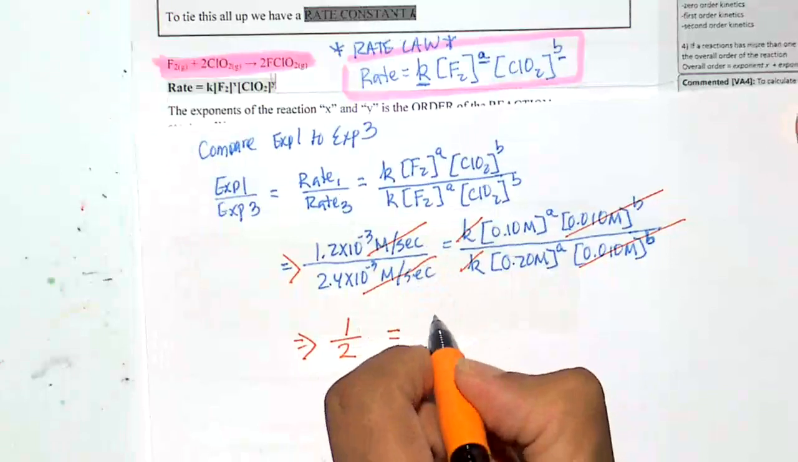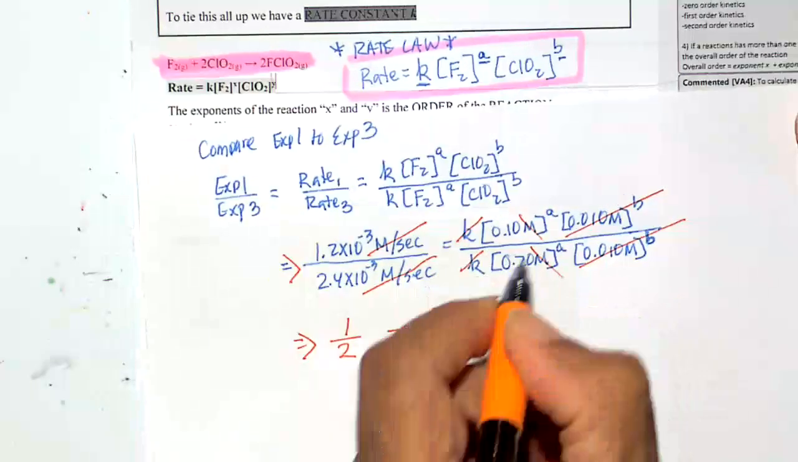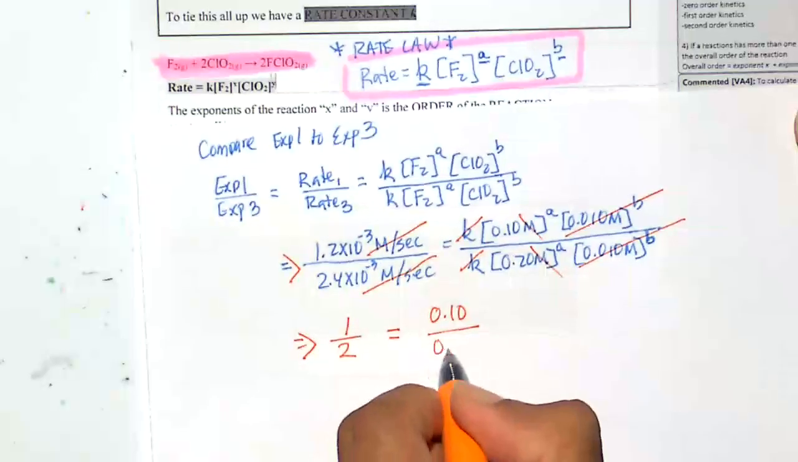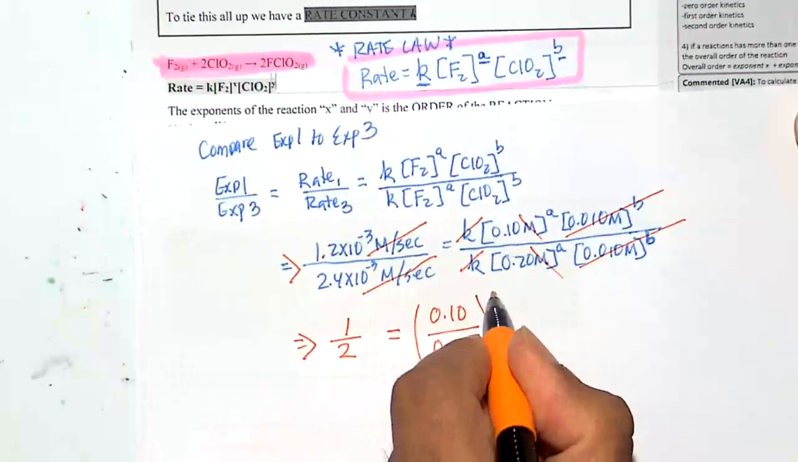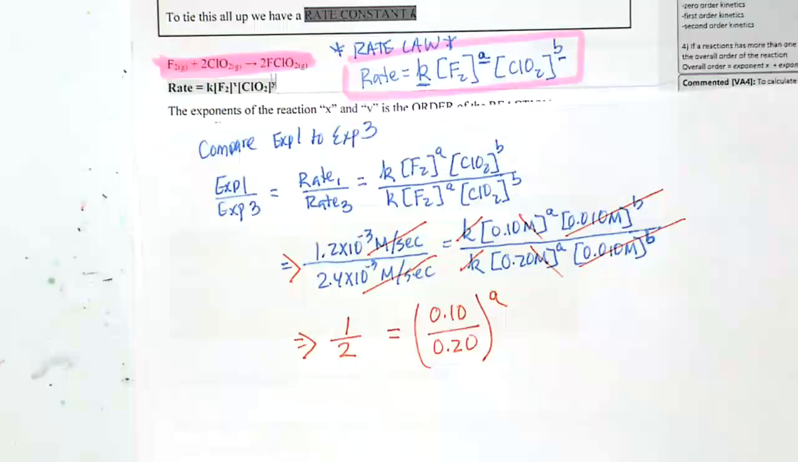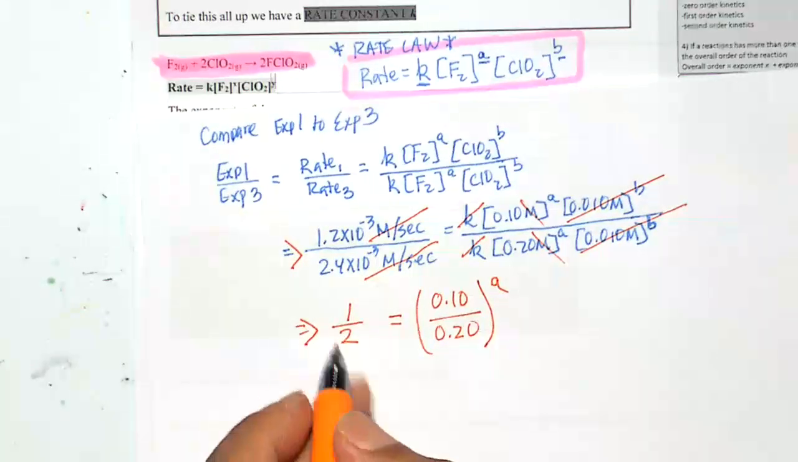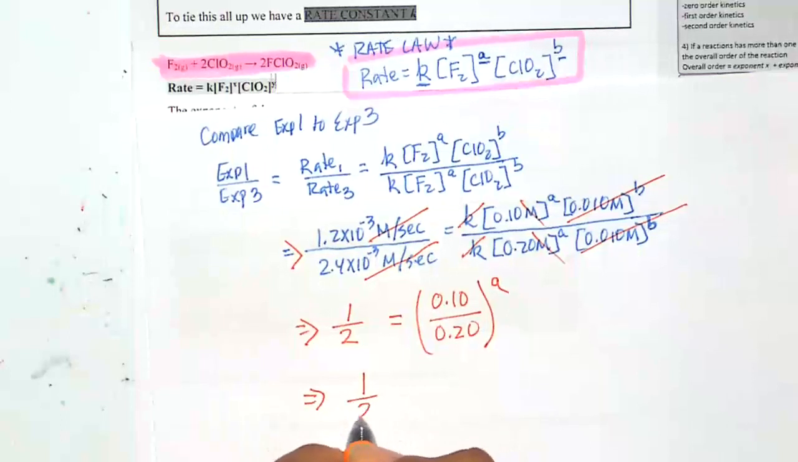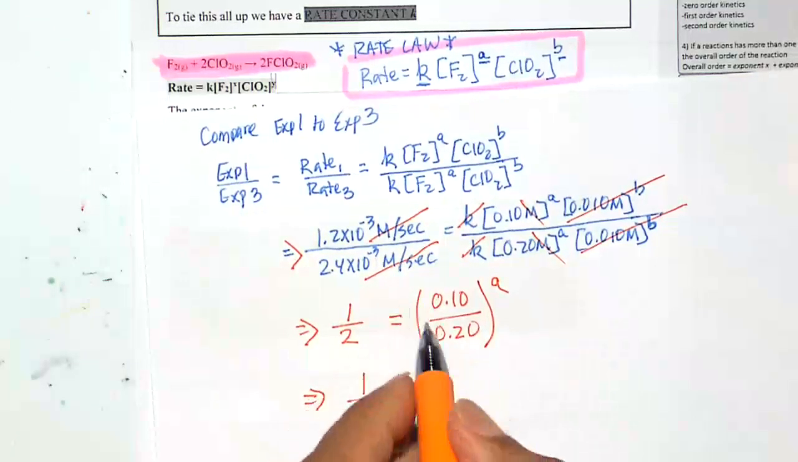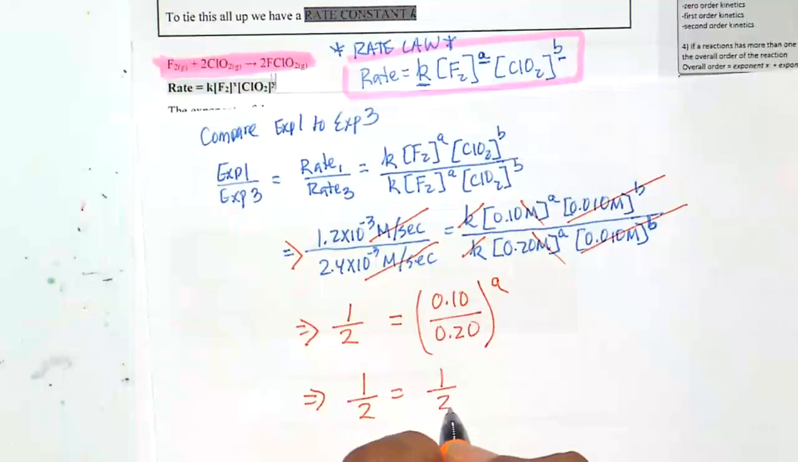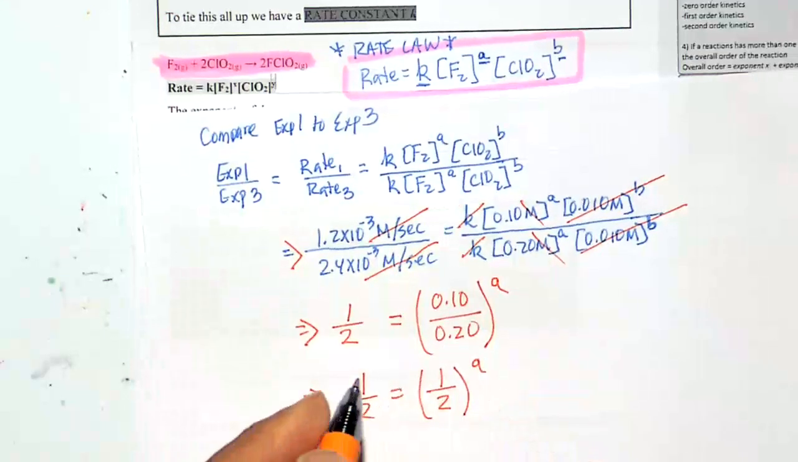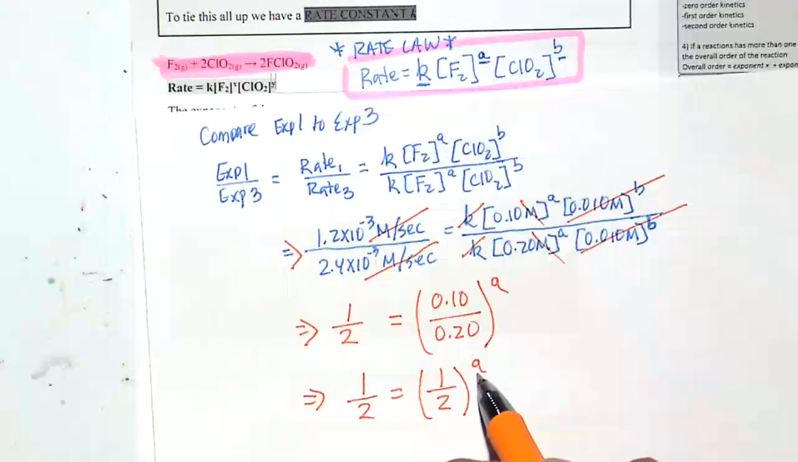I'm going to move the brackets outward. Okay, so the 0.1 molar cancels. 0.10 divided by 0.20, that whole thing raised to A. The common exponent is A. 0.10 divided by 0.20 is 1/2. So 1/2 to the power of A. So what does A equal here? Does it equal 0, 1, or 2? If A equals 0, anything to the power of 0 is what number? 1.